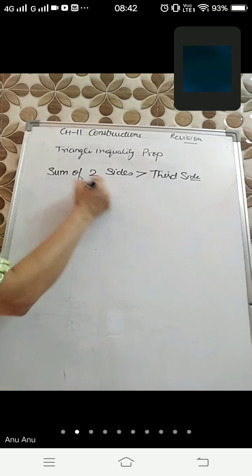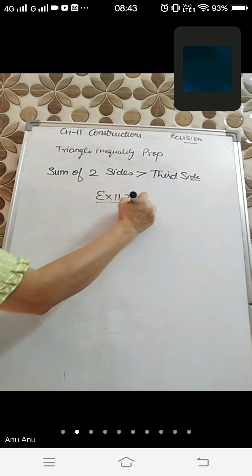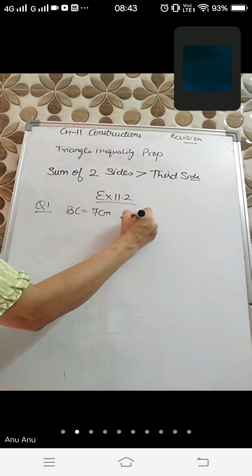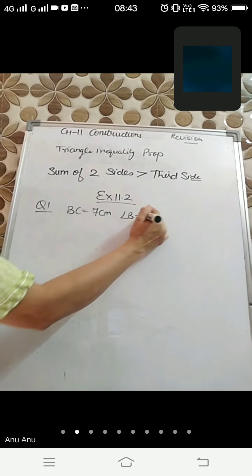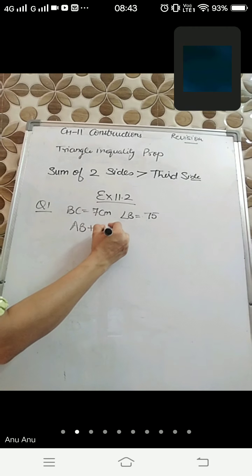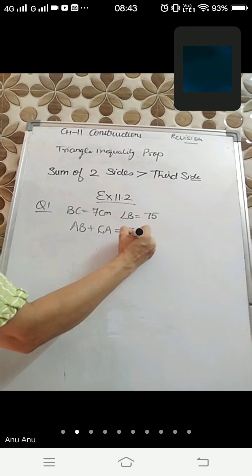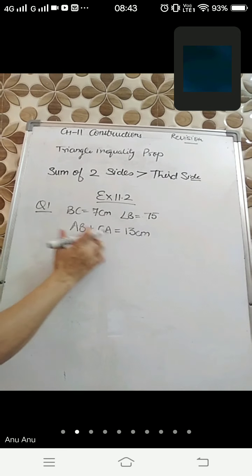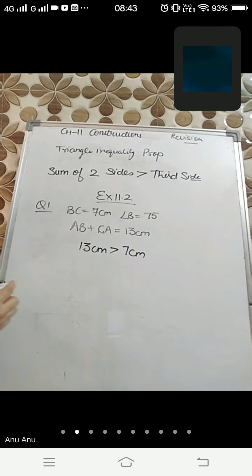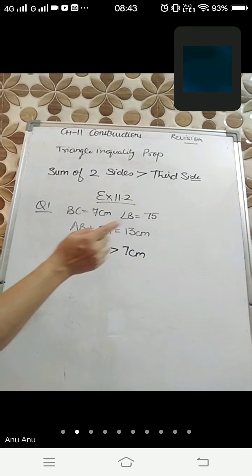Now we can discuss a similar type of question from exercise 11.2. First question: BC is 7 centimeter, angle B is 60 degree. Maybe it can be changed a little bit, but the question is of similar type. AB plus CA is equal to 13 centimeters. These three things are given to you. Now you can check this condition here also, that the sum of two sides, 13 centimeter, is greater than the third side. Is it so, beta? Is it clear? The sum of two sides is always greater than the third side, then only the triangle is possible.